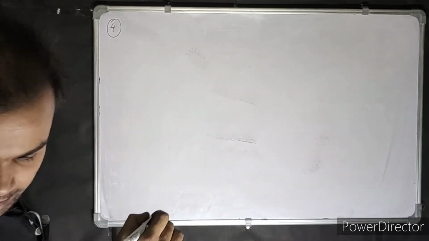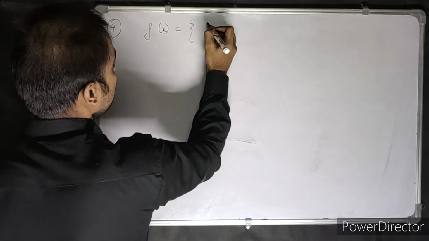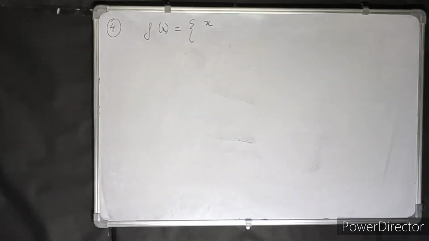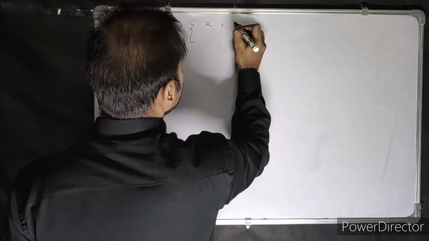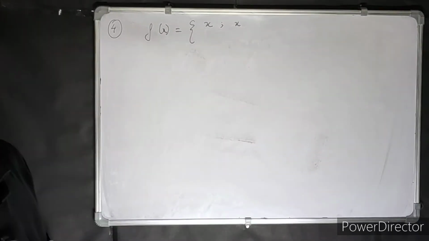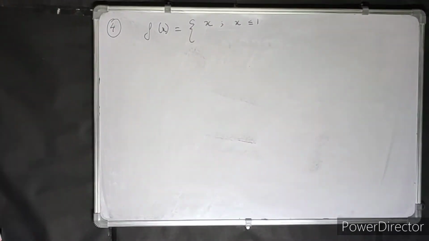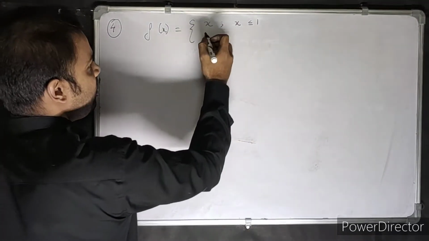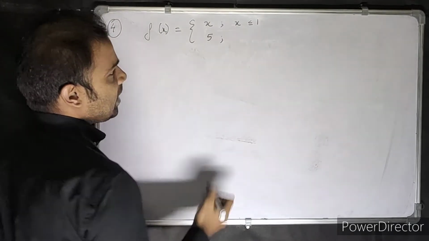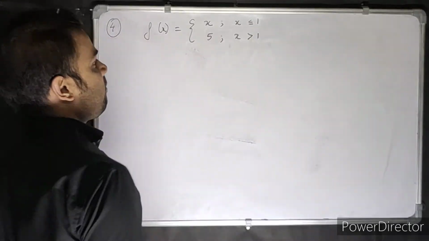It's given as f of x. The function is defined this way. f of x is going to be x when x is less than or equal to 1. When x is less than or equal to 1, you have to use the value 5x, and when x is greater than 1, you have to use the value 5.